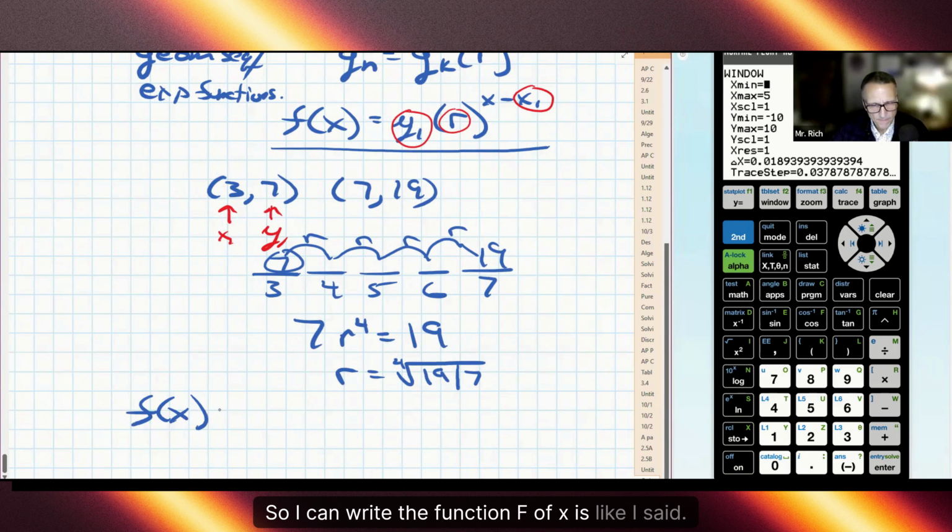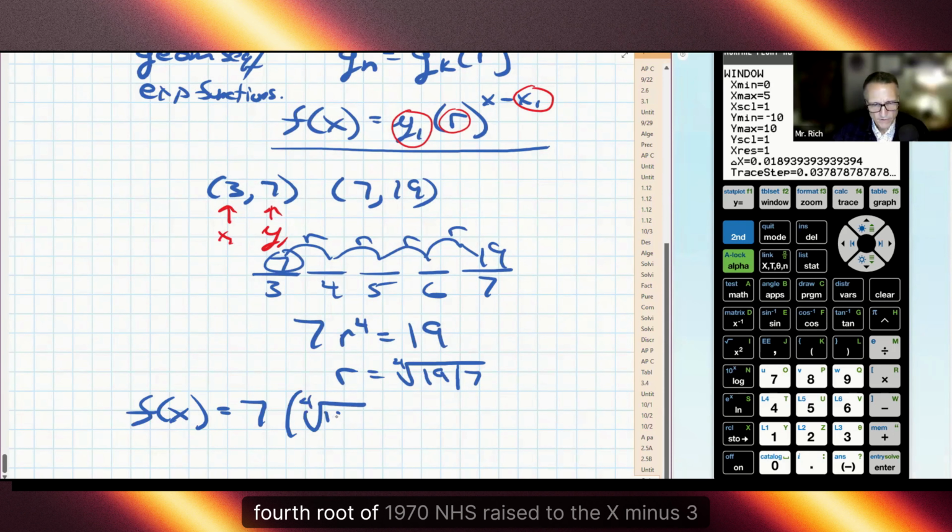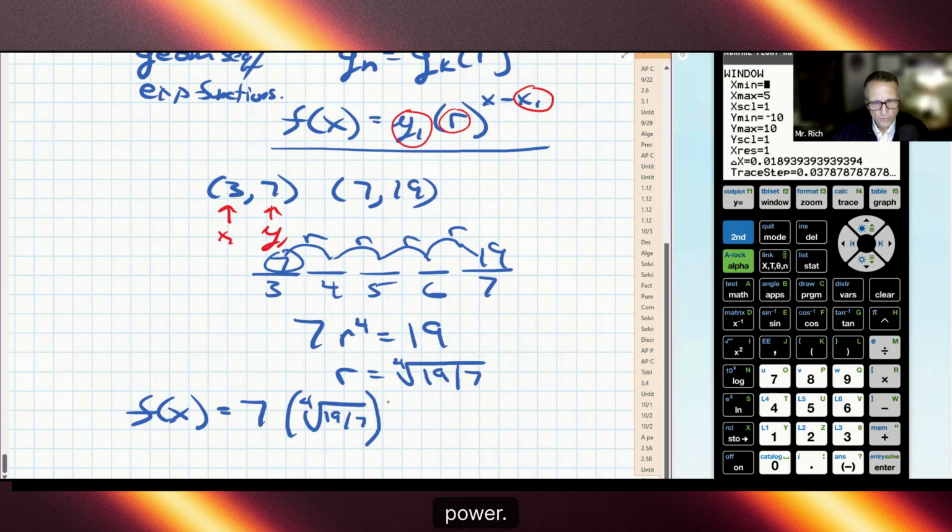So I can write the function. f of x is, like I said, I'm going to use this. That's 7. The base of my exponential is going to be the 4th root of 19 sevenths raised to the x minus 3 power. There's my x1, 3, and my y1, 7. That is the exponential function I was looking for.